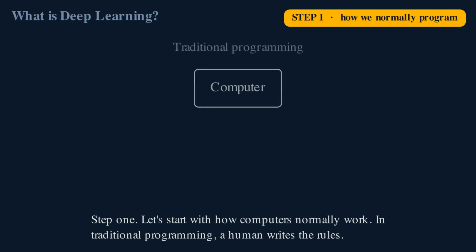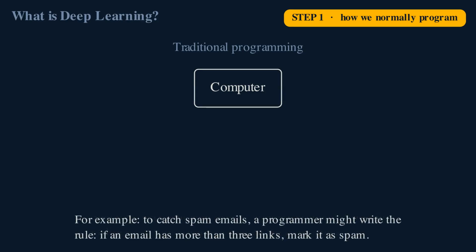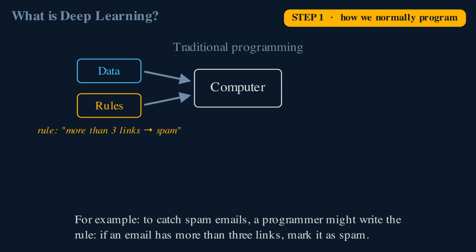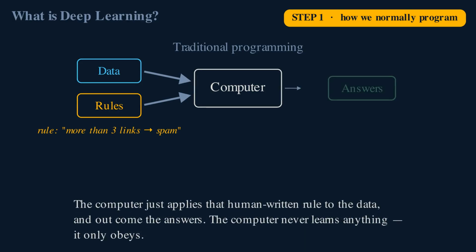Step 1. Let's start with how computers normally work. In traditional programming, a human writes the rules. For example, to catch spam emails, a programmer might write the rule: if an email has more than 3 links, mark it as spam. The computer just applies that human-written rule to the data, and out come the answers. The computer never learns anything, it only obeys.